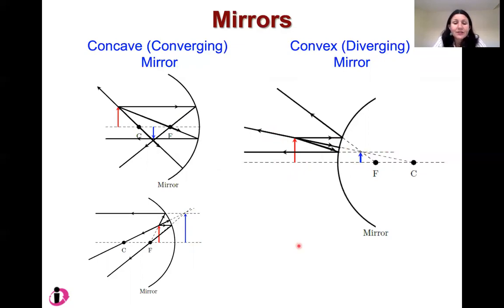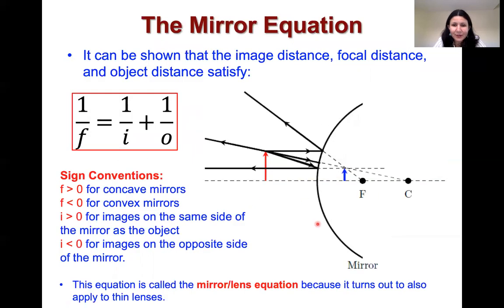So doing all this ray tracing is fun, taking rulers and measuring focal points and centers. But if you really wanted to be specific, like you wanted to know exactly how much bigger is my image or where exactly is my image, doing ray tracing could be fine, but you would have to be very careful in drawing it and measuring it. It's better to have some equation to do that for you so you can be exact. And we do have an equation for that.